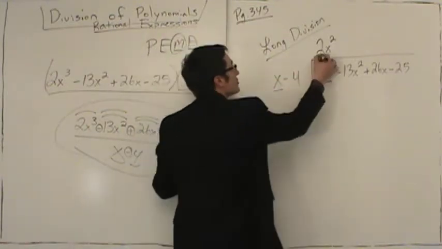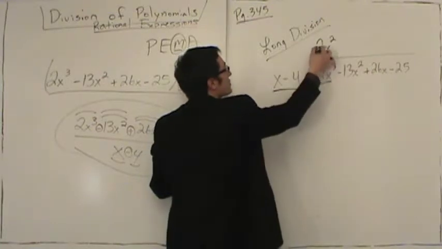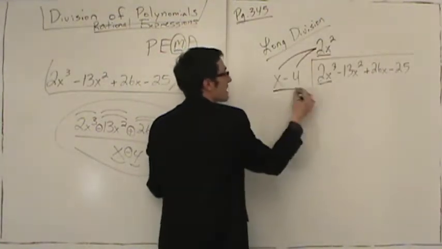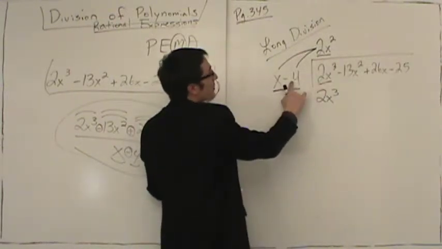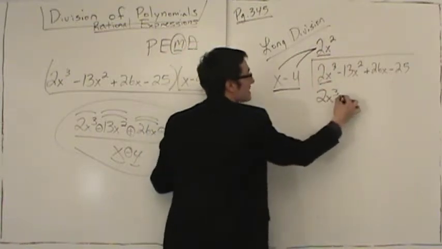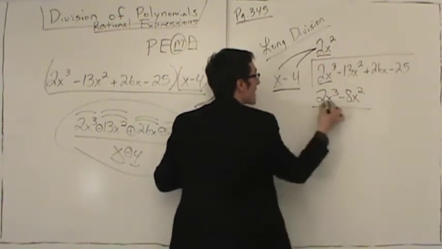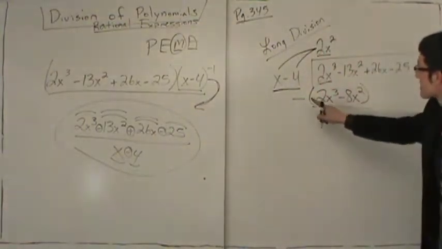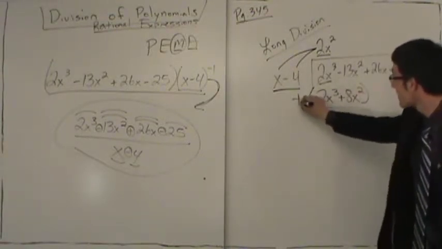So now we're going to take our 2x squared and multiply by the quantity x minus 4. Remember that the 2x squared multiplies by what? Both. So 2x squared times x gives 2x to the third, and 2x squared times negative 4, be careful, 2 times negative 4 is negative 8x squared. And now we are subtracting what? Subtracting both. Put your parentheses around it. We don't like to subtract, we like to add. So we're going to change the signs, make this negative, make this positive, and now add.